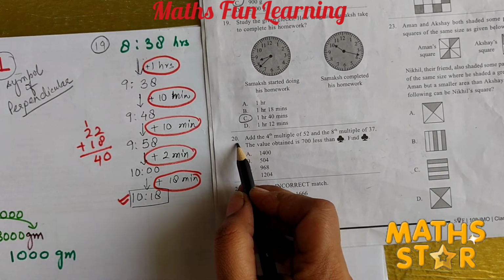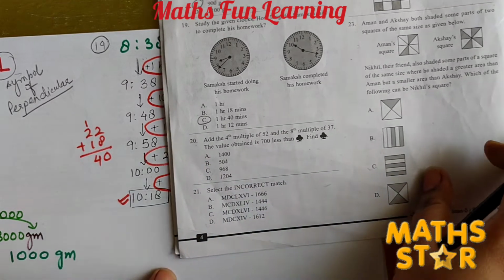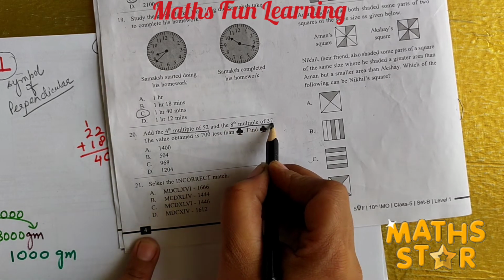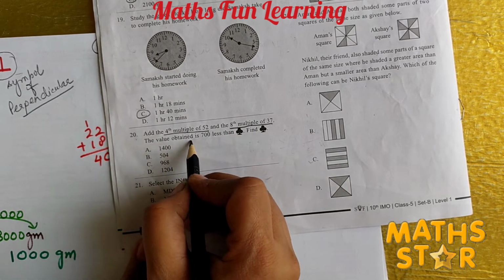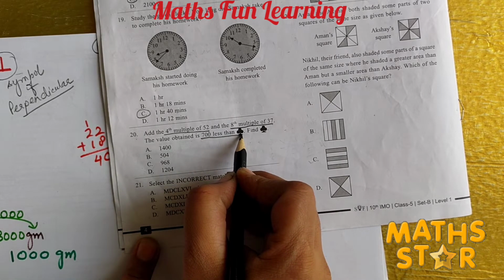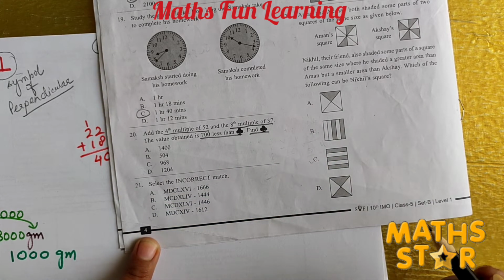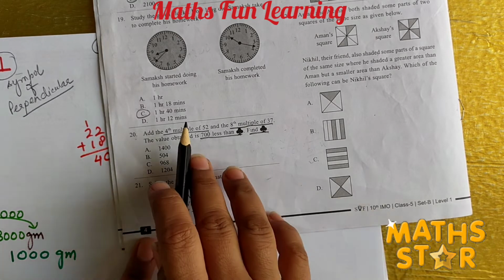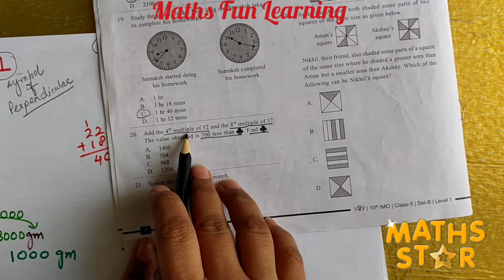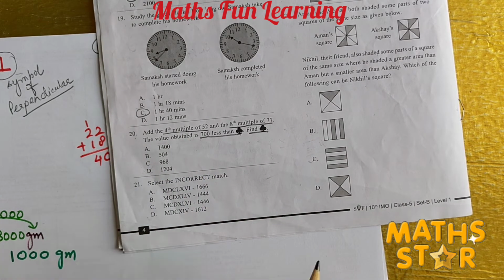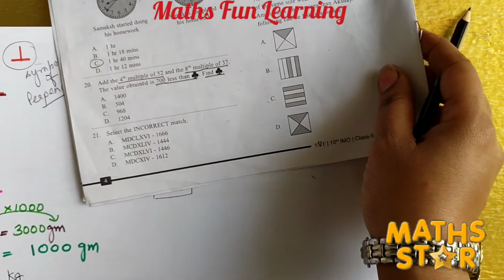Let's do question number 20. Add the fourth multiple of 52 and the eighth multiple of 37. The value obtained is 700 less than this. Find the value of the black tree. Oh my God, is it difficult? No. If you have any doubt in multiples, you can watch my video on factors and multiples so that all your doubts will be cleared there. Now let's start solving question number 20.